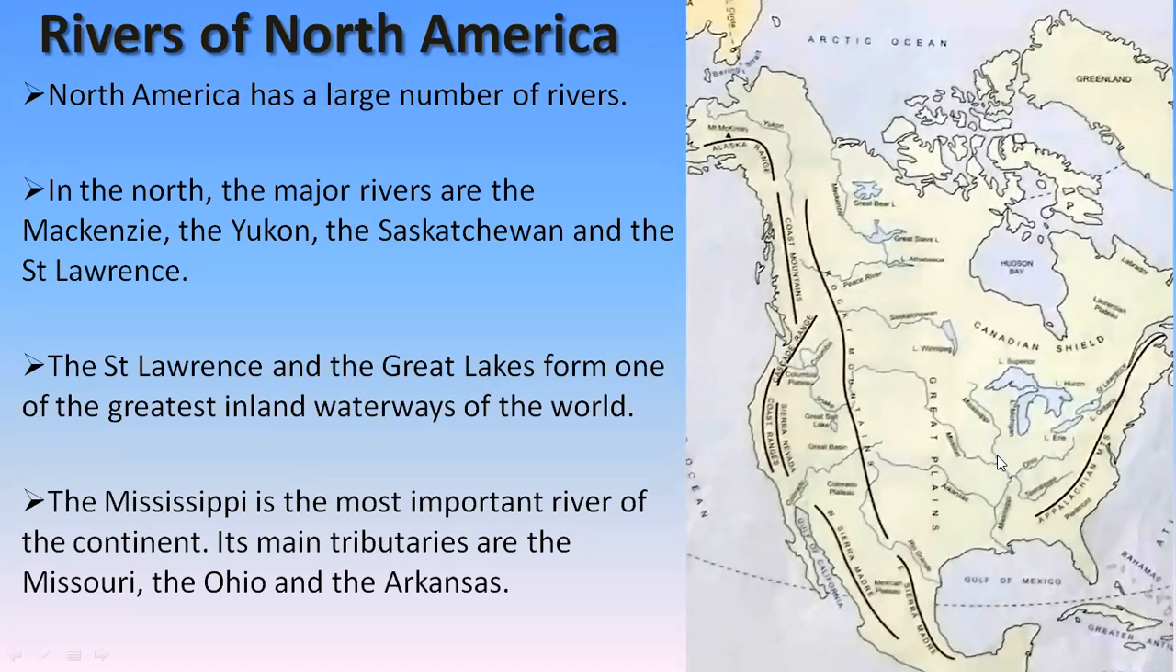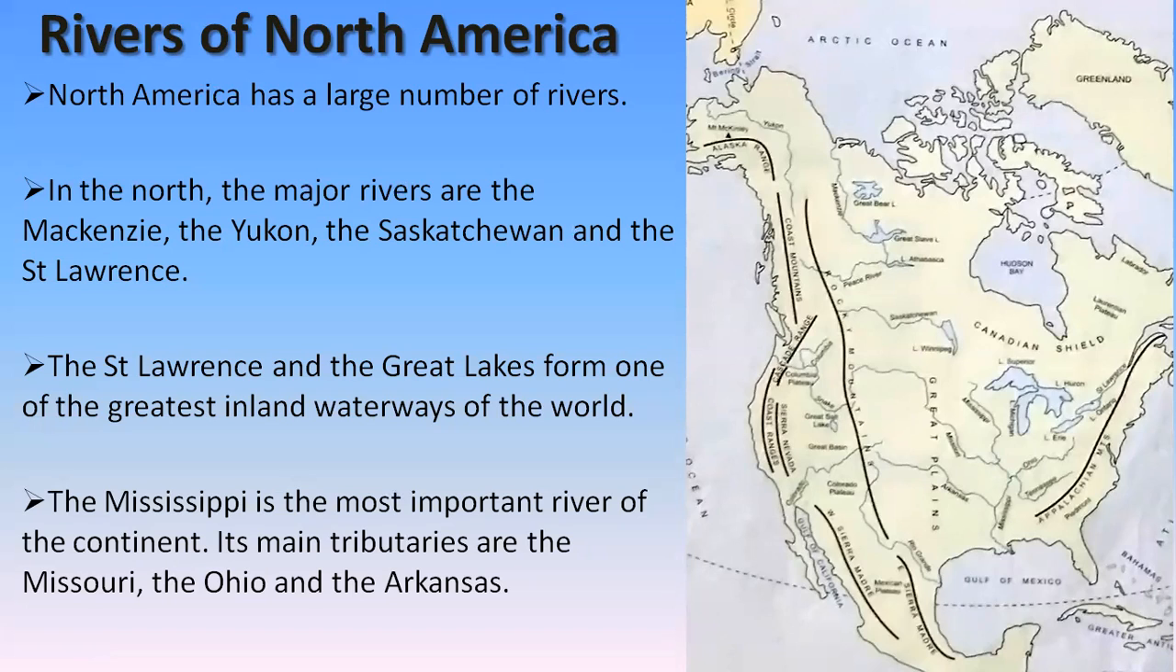Its main tributaries are the Missouri, which you can see over here, starting from the Rocky Mountains and the longest one, I think, and the Ohio, which starts near Lake Erie, and the Arkansas, which also starts near the Rocky Mountain ranges. All these three rivers join the Mississippi River, and finally it falls into the Gulf of Mexico.